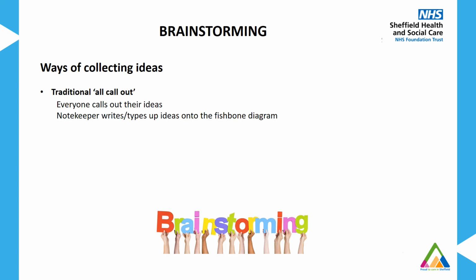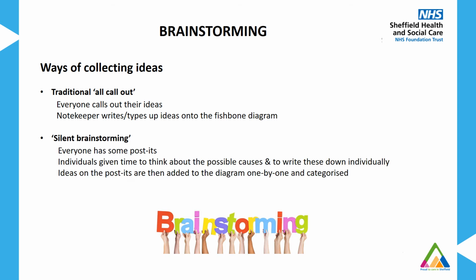There's the traditional all call out method, where everyone calls out their ideas and the nominated notekeeper writes up the ideas onto the fishbone. Or you can have silent brainstorming. This is where you give everyone some post-it notes and then some time to think about what the possible causes are. Each person writes their causes onto individual post-it notes, and then after the silent phase is over, taking it in turns, each person can come up and add their post-it note to the fishbone diagram. Obviously, if you're online, people will still need the time to think individually, but then they'll need to read out their ideas for the notekeeper to type onto the document.